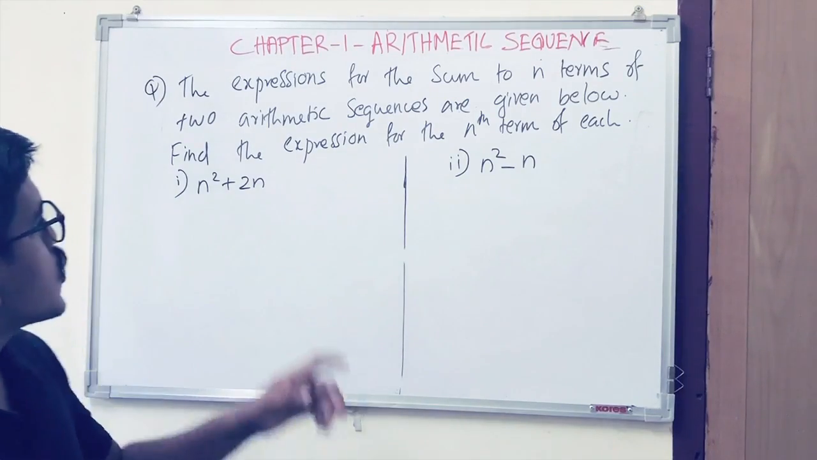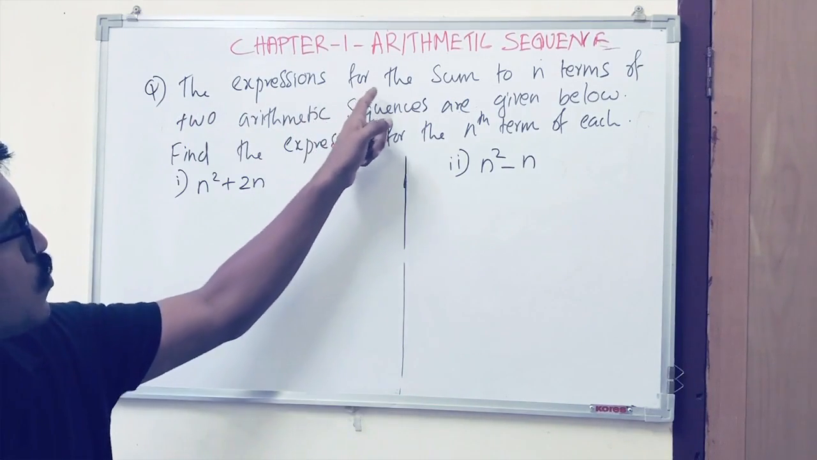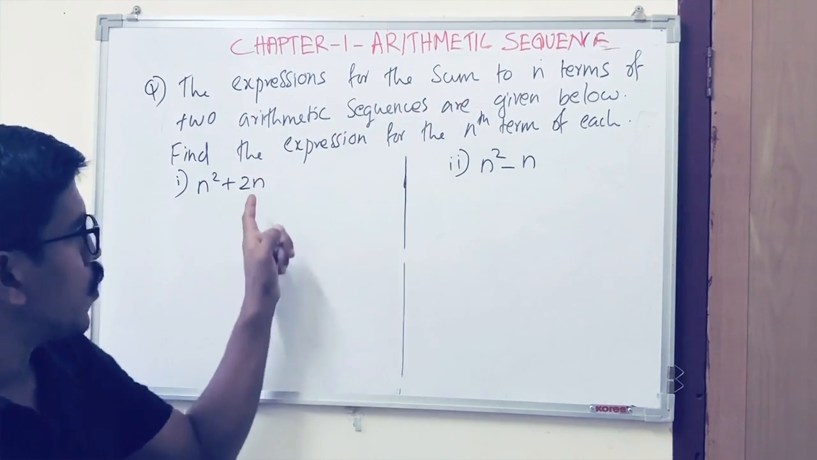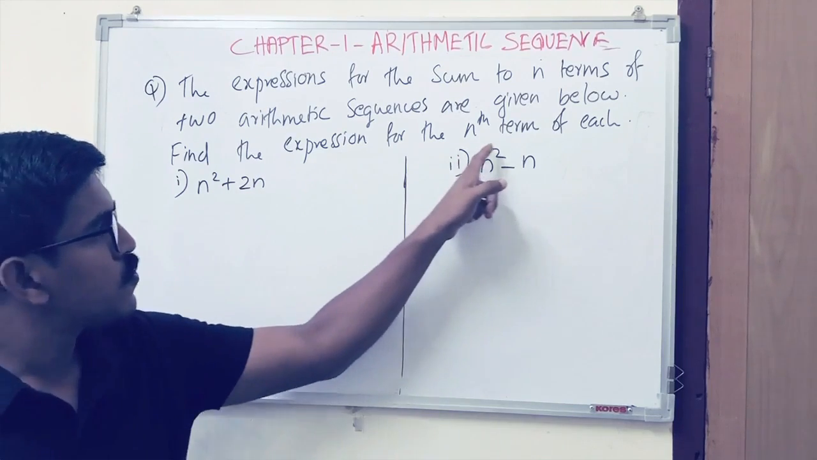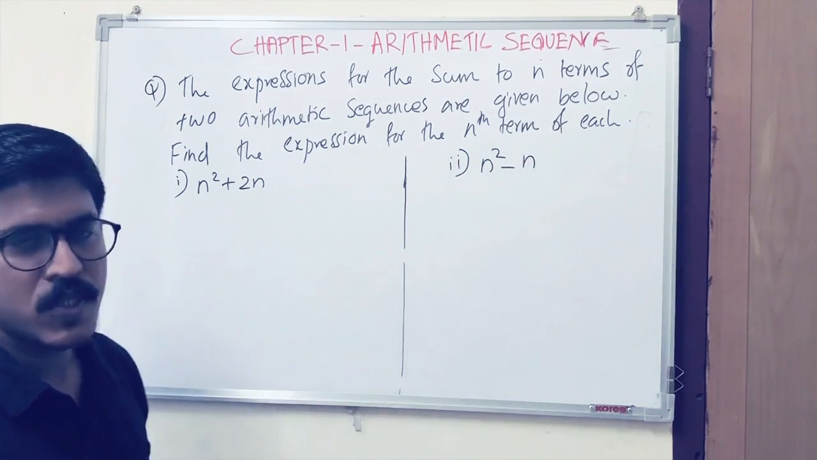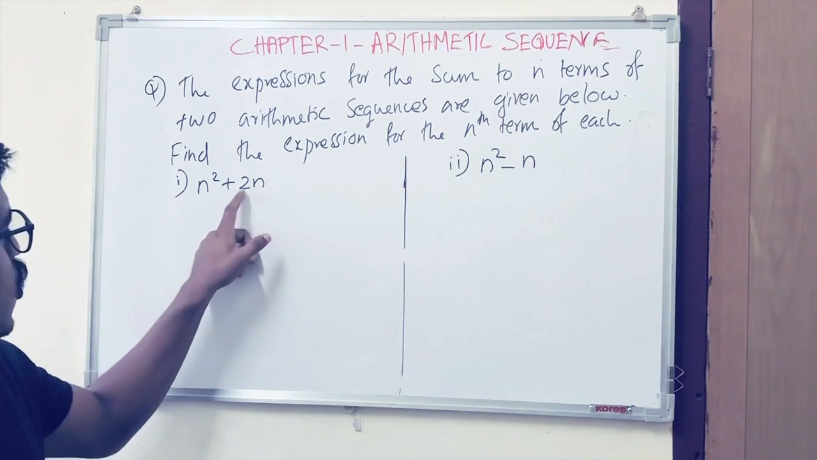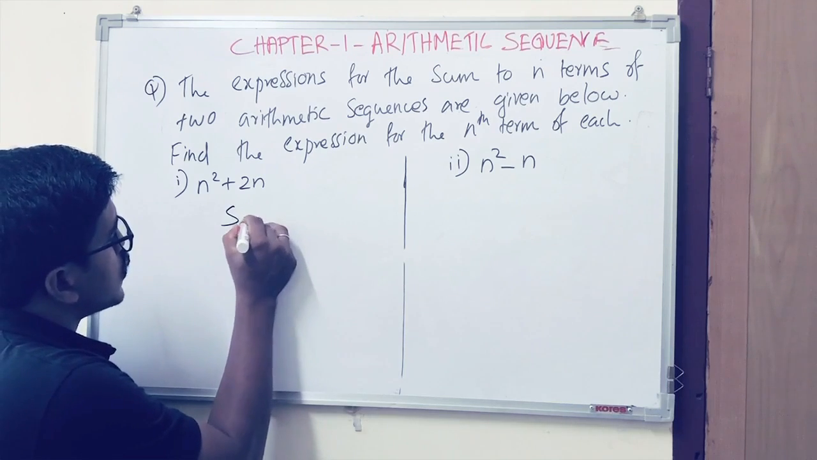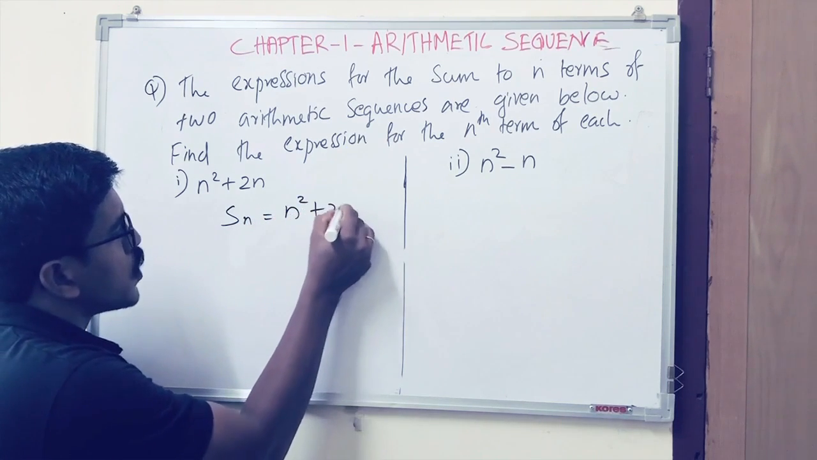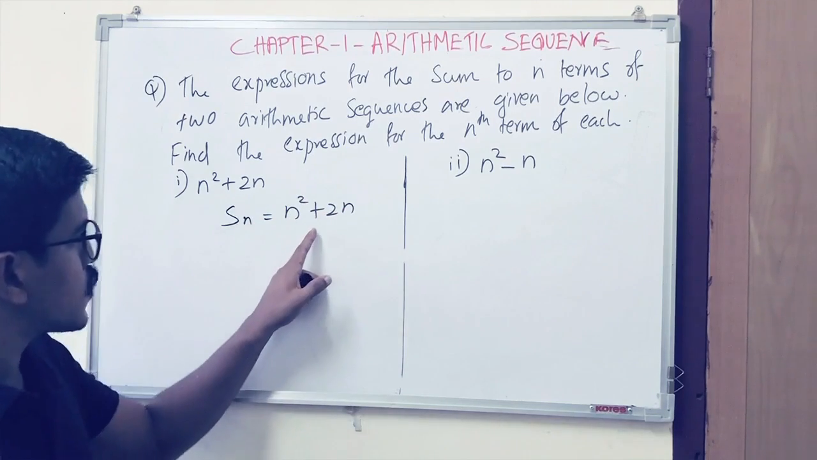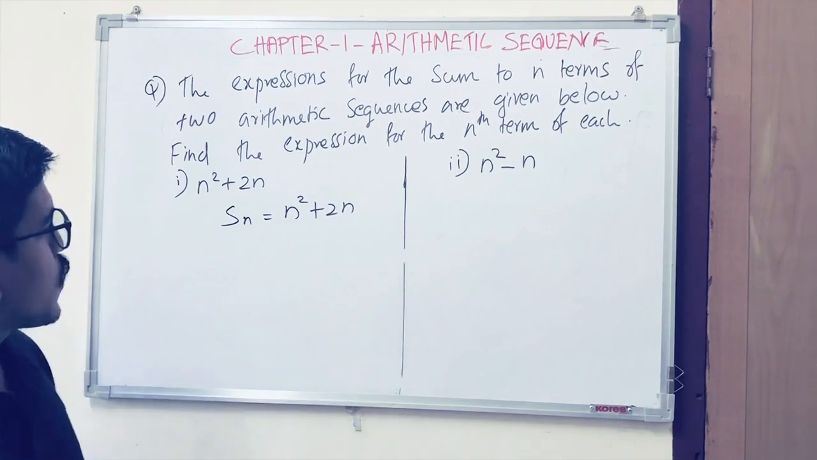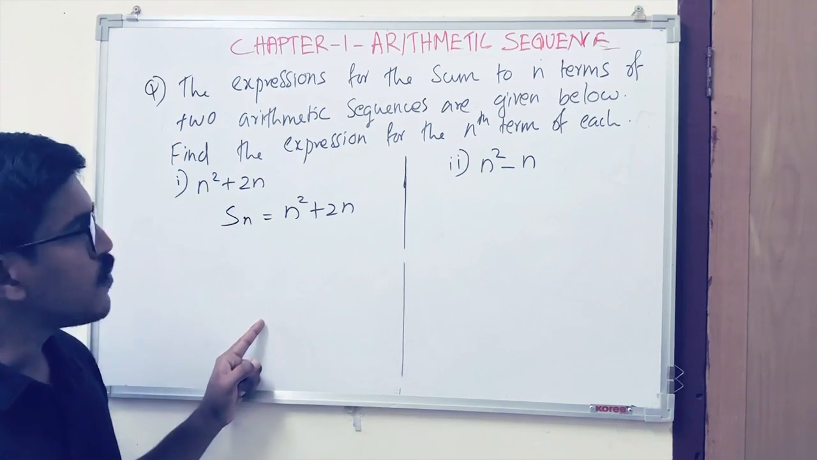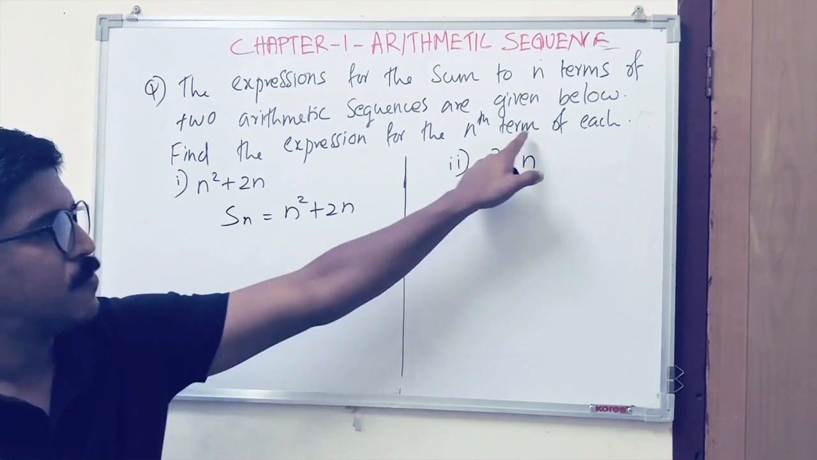Now we can move on to the next problem, that is, the expressions for the sum to n terms of two arithmetic sequences are given below. Find the expression for the nth term of each. Here it is given n square plus 2n, that is, Sn is equal to n square plus 2n is the sum of an arithmetic sequence. We need to find out the sequence first, then only we can find out the nth term.